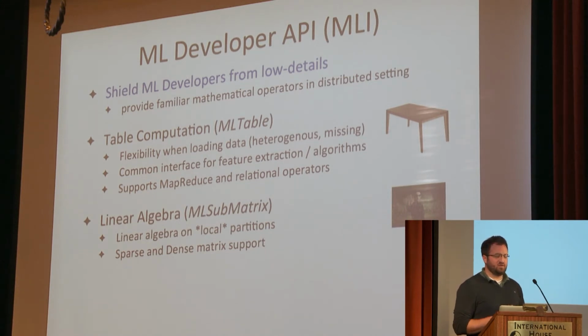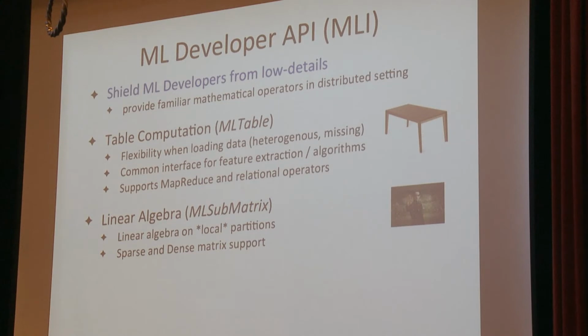Second component is ML submatrix. And so one of the first questions is, why call it ML submatrix? Well, we want to make it clear that this is indeed a linear algebra library specifically for linear algebra operations on local partitions of your data. We're doing it this way because we want to discourage people from doing things like inverting a billion by a billion matrix. That's not really computationally tractable no matter how you look at it, but a lot of these distributed machine learning algorithms can operate on local partitions of the data and then somehow coalesce results later.